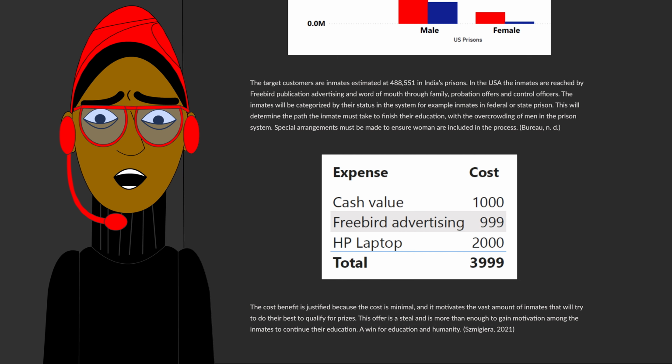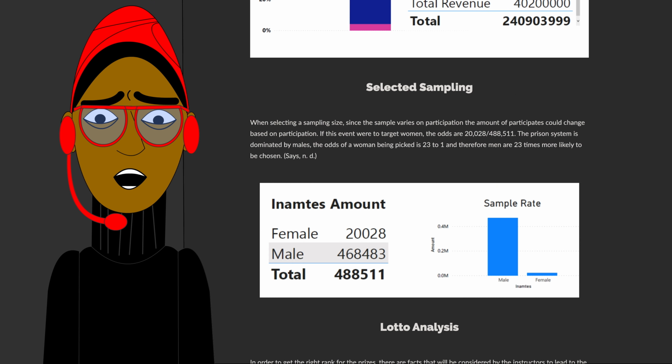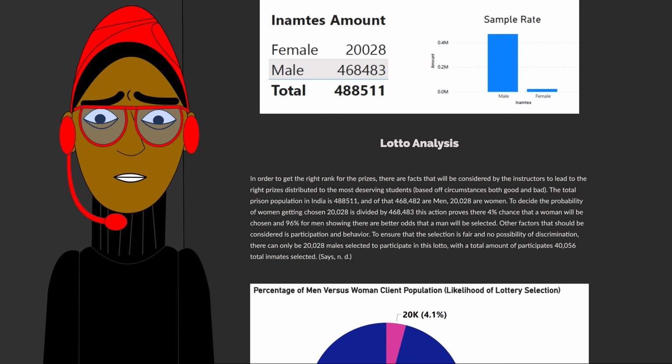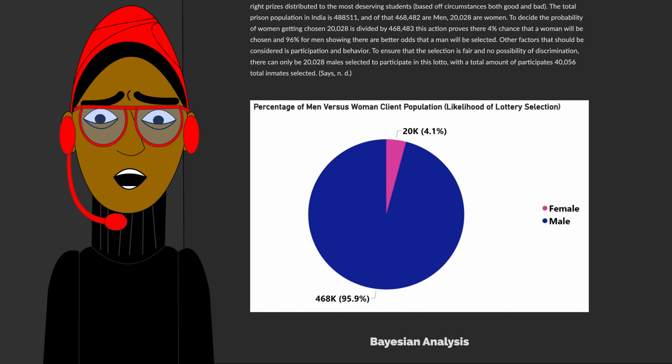And we have our expense for the promotional event. And we see that the maximum that could be paid out is basically $240 million. But a little bit of that is the cost of the expansion. We have our sampling size of male-female ratio. Then we have a lotto analyst where we see that 4%, women have a 4% chance of getting picked if they don't have even numbers. So therefore we will do an even draw, which is 40,056 people divided evenly among men and women, and the likelihood, again, proven in a pie graph.